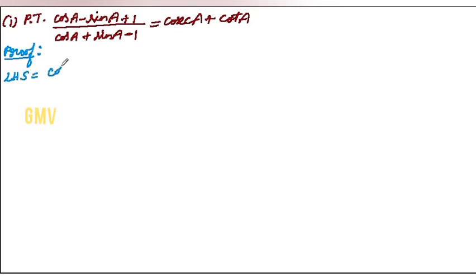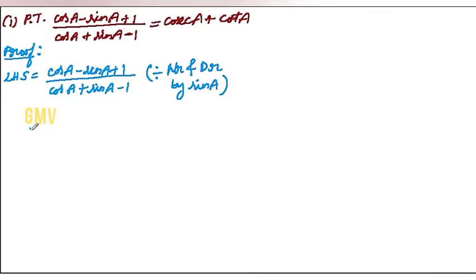LHS is equal to (cos A minus sin A plus 1) whole divided by (cos A plus sin A minus 1). In this one, we have to divide both numerator and denominator by sin A, because in the RHS cosecant and cot are present, but in LHS cos and sin are present. If we divide the numerator by sin, then cos by sin becomes cot, and 1 by sin becomes cosecant. For this reason, we have to divide the whole equation by sin A.